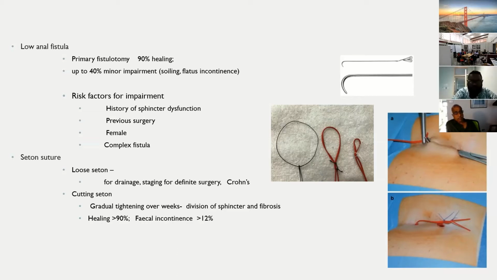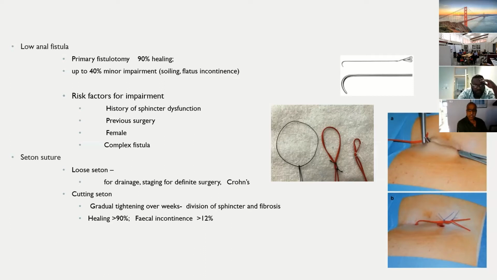seton suture. Now, for a low fistula, it's ideal to do a primary fistulotomy. The healing rate is about 90%. I must emphasize that there is a risk of up to 40% of minor impairment. The patient needs to be warned. This could be in the form of minor soiling or flatus incontinence. This is mainly due to internal sphincter dysfunction. The risk factors for impairment are previous history of sphincter dysfunction, previous anal surgery, female patient in particular, and complex fistula.